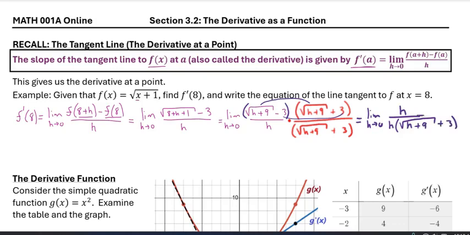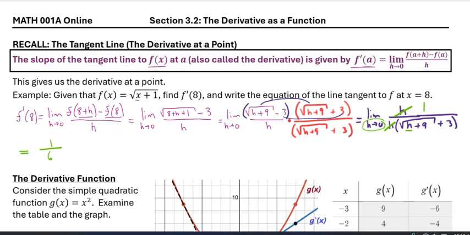This is something pretty common that happened in the previous section. Once we do this cool move of the conjugate, these h's simplify. We're just left with a 1 in the numerator, and now we can do our limit as h goes to 0. If we did it before, we would have had an indeterminate form of 0 over 0, but now we get a value of 1 over, plugging in 0 for h, square root of 0 plus 9 is 3, plus 3, 6. So that is the slope of our tangent line at the point x equals 8 on this particular function.